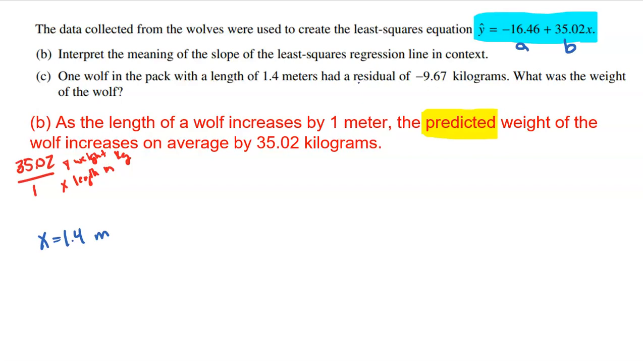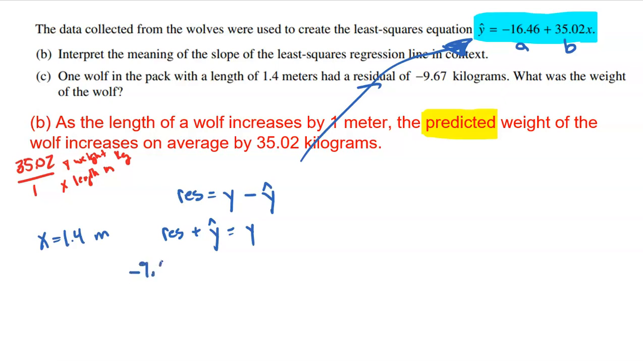Now, first, we do have to remember our formula for residual. A residual value is the actual Y minus the predicted Y we get from the least squares regression line. So this means that the residual plus the predicted value is the actual value of the wolf. So I know the residual value is negative 9.67. Now all I've got to do is figure out what the predicted weight for this wolf is, and I'm going to use the 1.4 because that's exactly what my equation is for. My equation finds predicted values based on X.